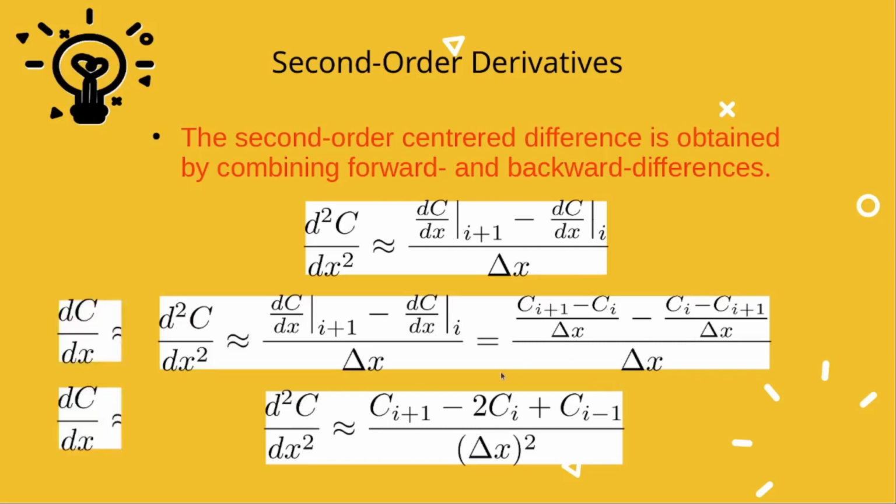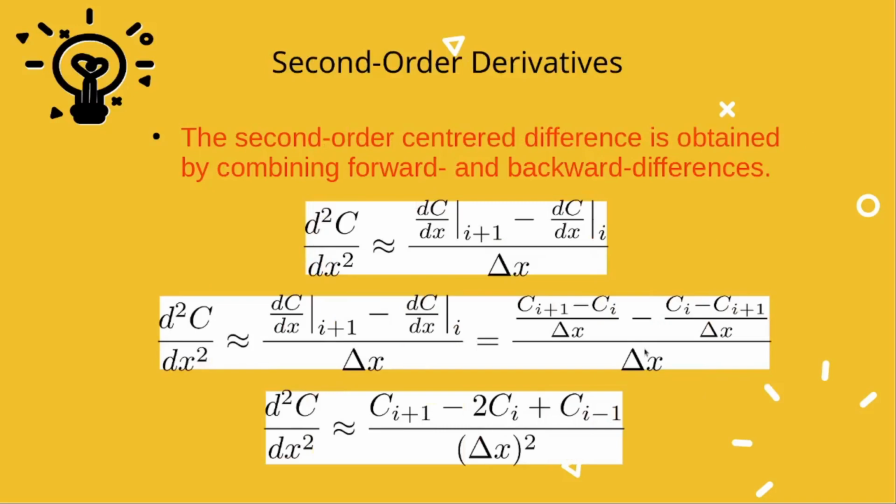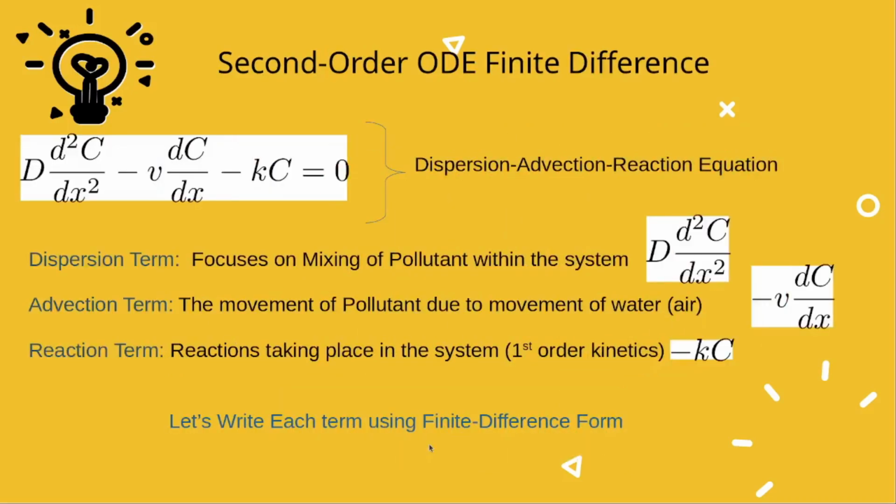So the two important formulas for us are dC/dx is equal to (C_{i+1} minus C_{i-1}) divided by 2 delta x. This, if you recall, is strikingly similar to the Euler's equation that we saw with the first order ODE. And then we have del squared C over del x squared is (C_{i+1} minus 2C_i plus C_{i-1}) divided by delta x squared. So once we have this, we can go back to our equation.